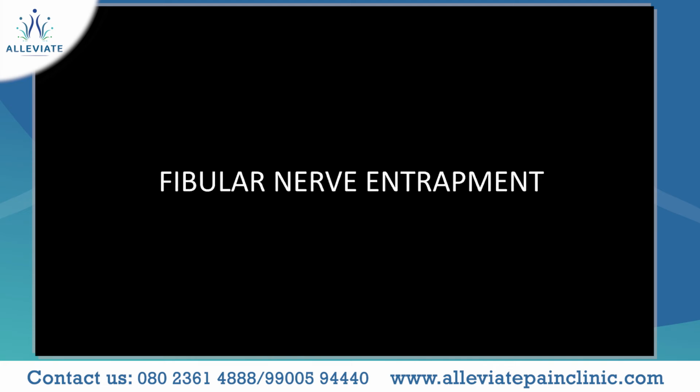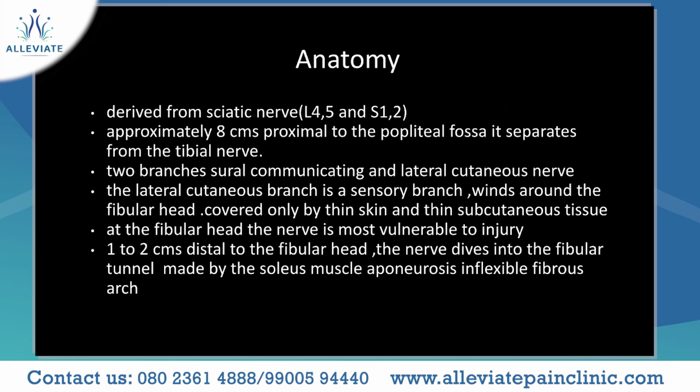So, fibular nerve entrapment. Fibular nerve entrapment is the most common nerve entrapment of the lower limb. Second comes your sciatic. So the anatomy: it is derived from the sciatic nerve, L4, L5, S1 and 2, approximately 8 centimeters proximal to the popliteal fossa. It separates from the tibial nerve into two branches, the sural communicating and lateral cutaneous nerve.